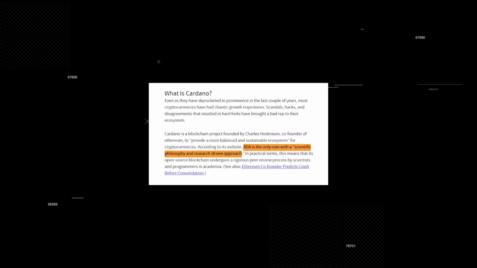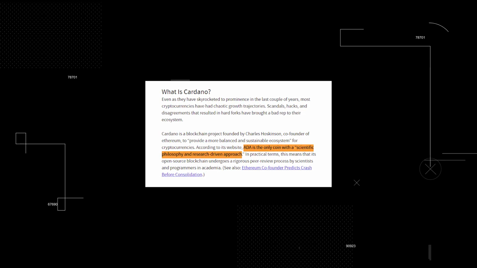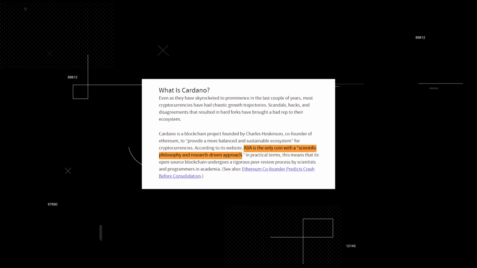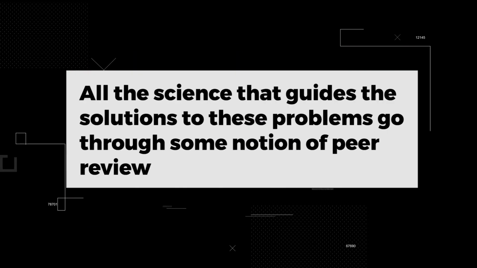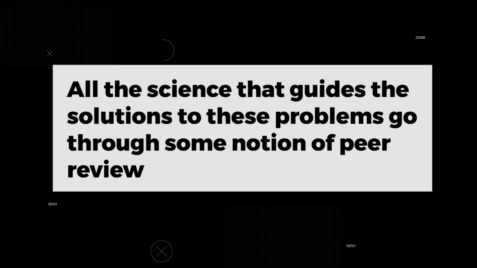ADA is the only coin with a scientific philosophy and research-driven approach that undergoes an extensive peer review process by scientists and programmers in academia. Hoskinson stated in one of his whiteboard sessions, all the science that guides the solutions to these problems go through some notion of peer review.